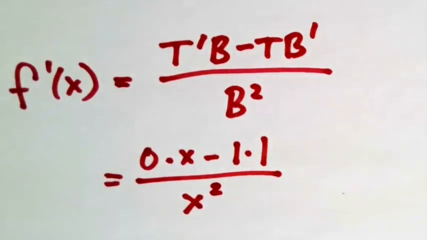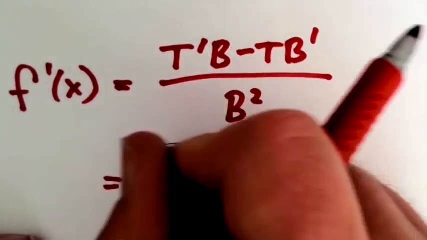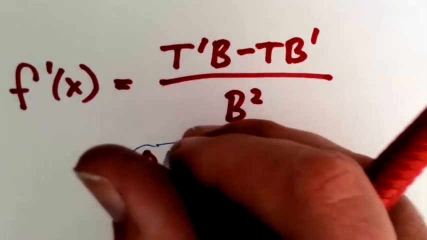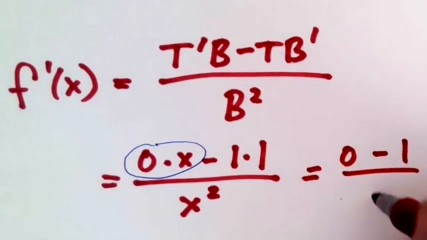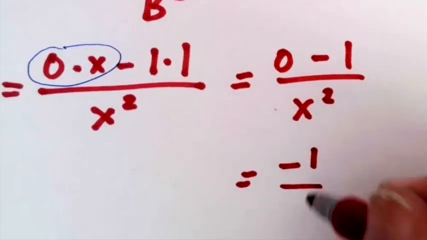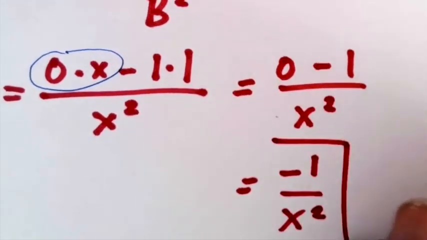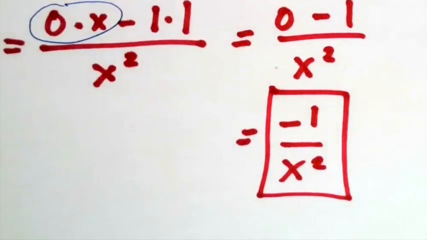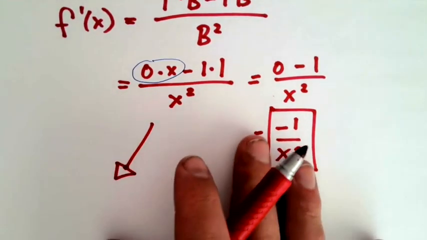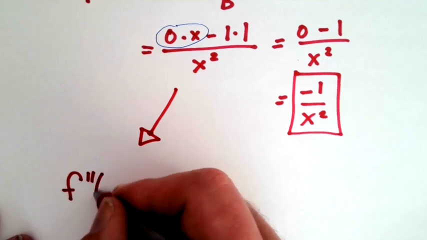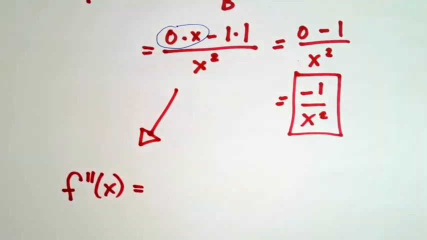Now, hopefully at this point, I see this 0 times x, and I realize I can make that become 0. So that this is 0 minus 1 over x squared, which simplifies to negative 1 over x squared. In which case I end up at the same place and no real harm was done. If I don't realize that and I leave this out here, then when I go to find f double prime of x, it becomes a lot harder.